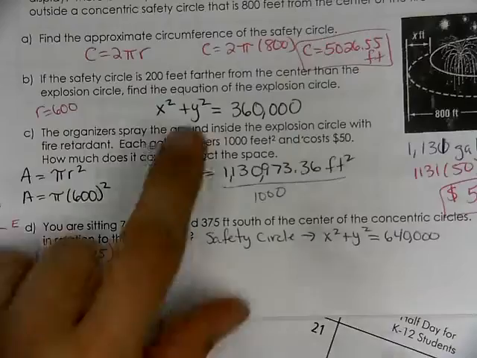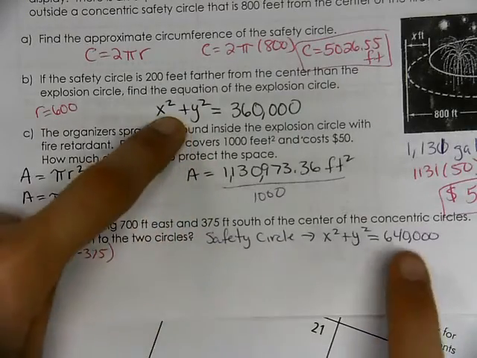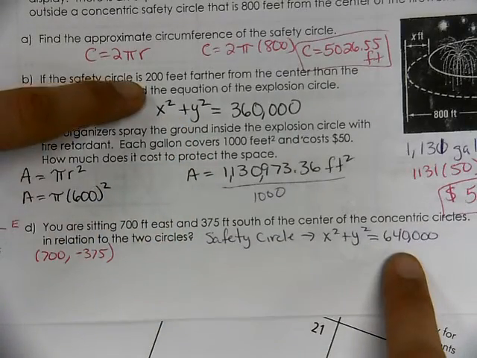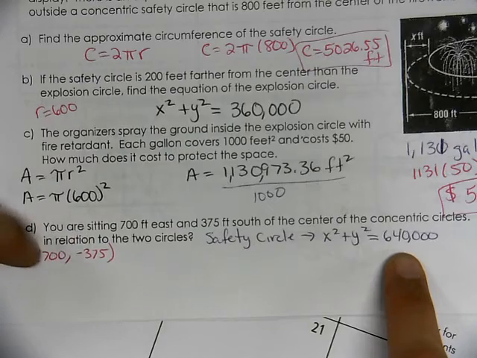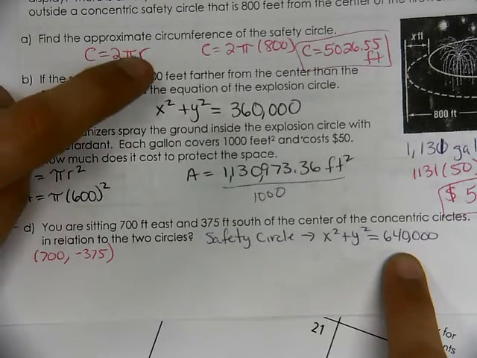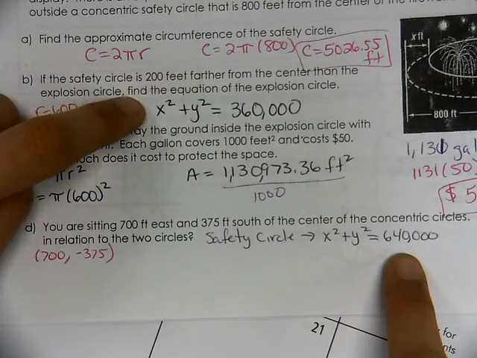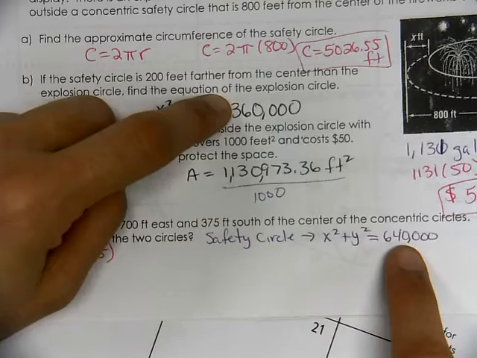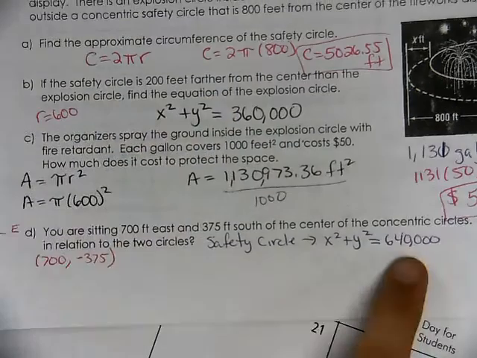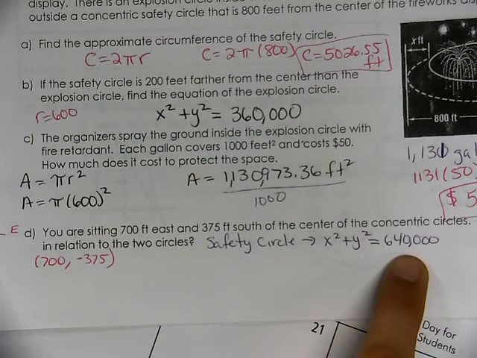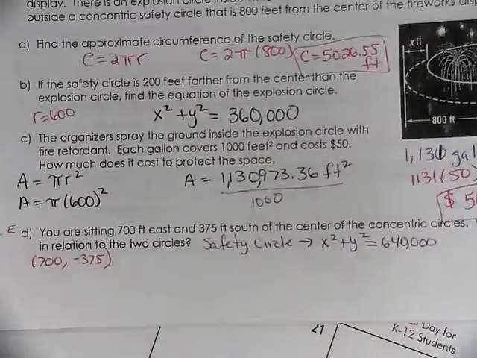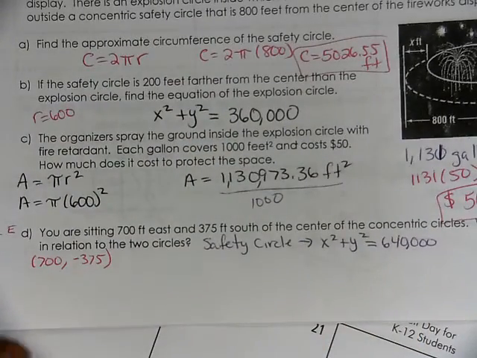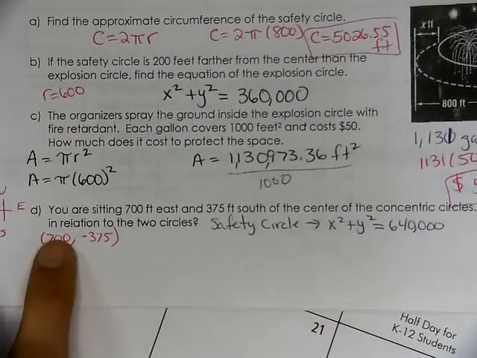Okay, so we're going to check, because we have the equation of the explosion circle and the safety circle. I'm going to square both of these. If it's less than 360,000, I'm inside the explosion circle. If it's in between these two numbers, I'm in between the two circles. If it's bigger than this, I'm chilling outside the safety circle. Does that make sense? Think about the numbers. So, let's plug these in.